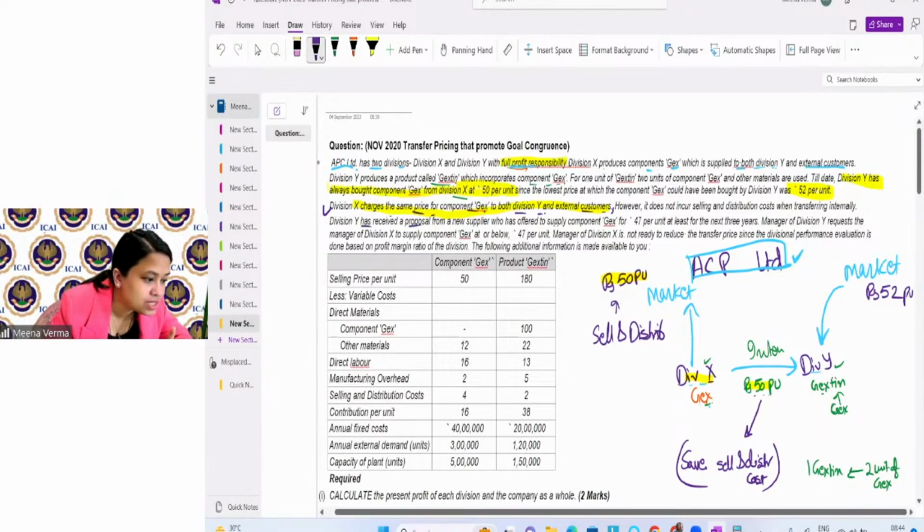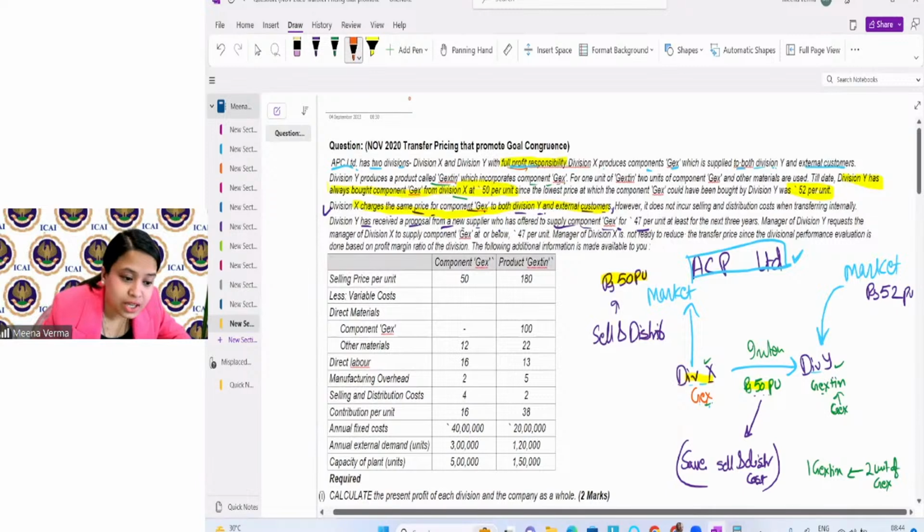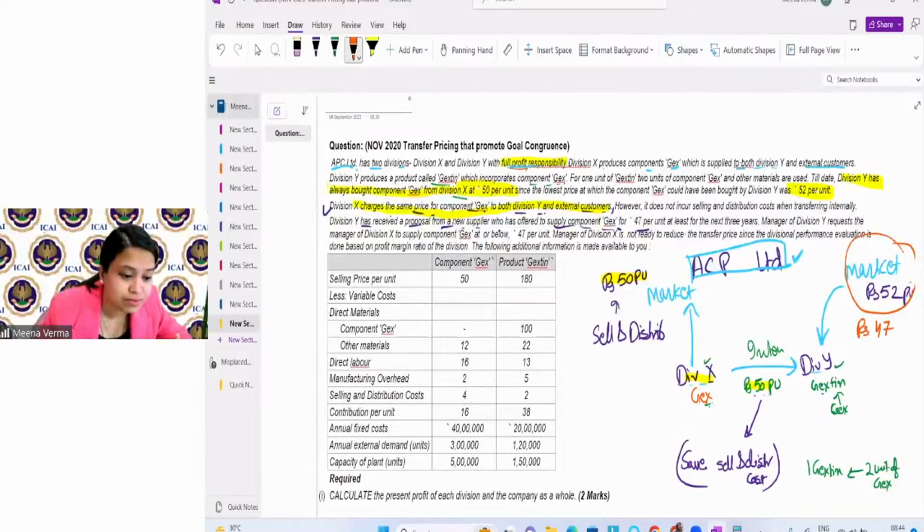Division Y has received a proposal from a new supplier who has offered to supply jigs at rupees 47. So what is happening? Earlier they had the option to buy it from the market at rupees 52. Now they just received one more offer. They have the option to buy it at rupees 47.